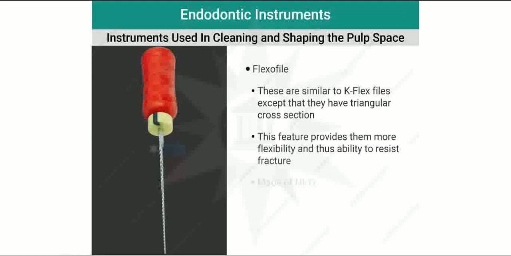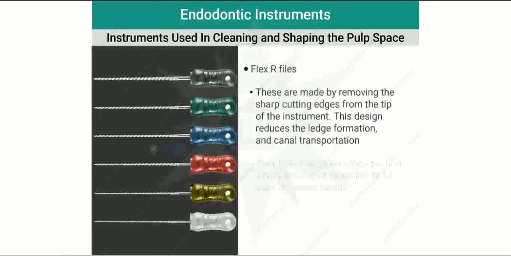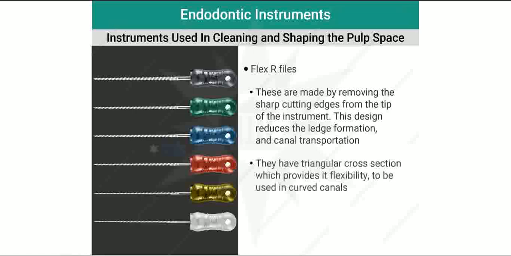Flex-R files. These are made by removing the sharp cutting edges from the tip of the instrument. This design reduces ledge formation and canal transportation. These instruments have a triangular cross section which provides flexibility to be used in curved canals. And the non-cutting tip enables the instrument to traverse along the canal wall rather than gouging it.